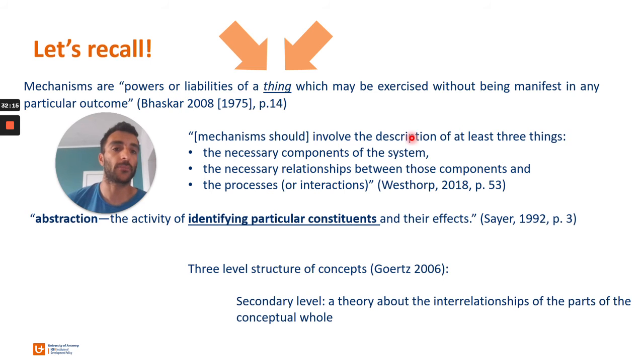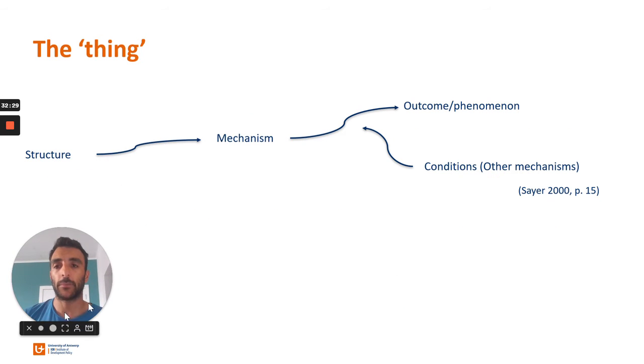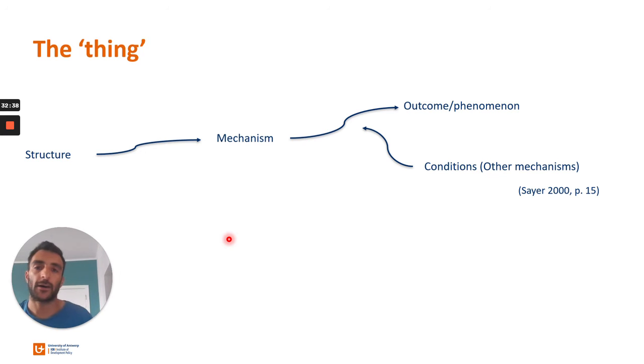Is this thing that here comes as a system? Is this thing that we're trying to identify the particular constituents of? Is this thing the interrelation of the parts of the conceptual whole? What is this thing? Okay. For this, I'm going to focus here a little bit on this figure by Sayre, and it depicts a little bit the causal explanation, the causal nature of reality of the mechanism.